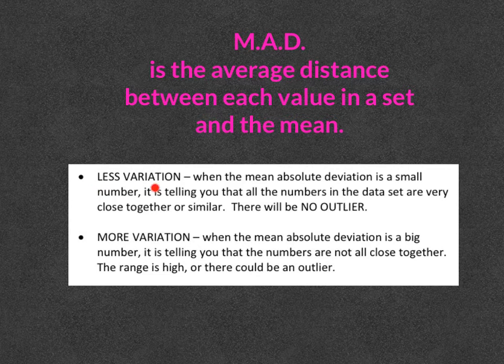You can compare M.A.D. by saying it has less variation. Basically, less variation means when all the numbers are really close together or they're similar. This would be an example when there's no outlier in the data. You can also compare mean absolute deviation and say there's more variation between two sets, and that's going to be when numbers aren't all closely related. You might have some high numbers or some low numbers, or they could just be spread apart further than another group. This could also be a situation when there could be an outlier in your set of data.